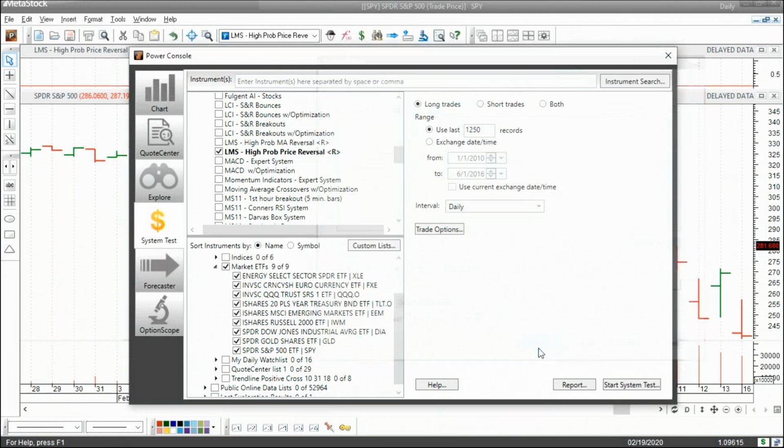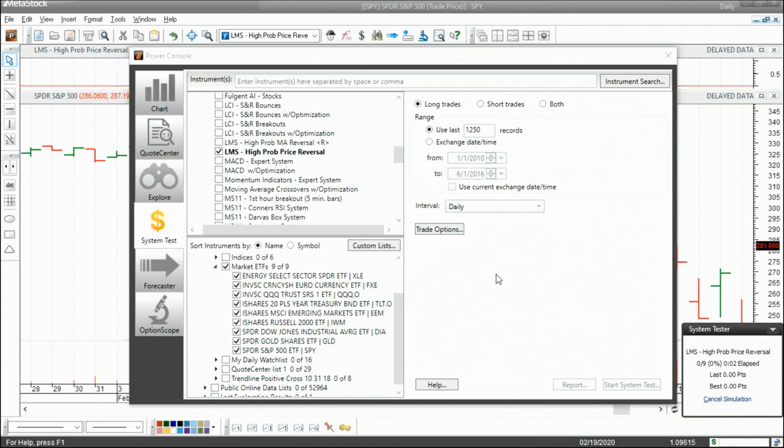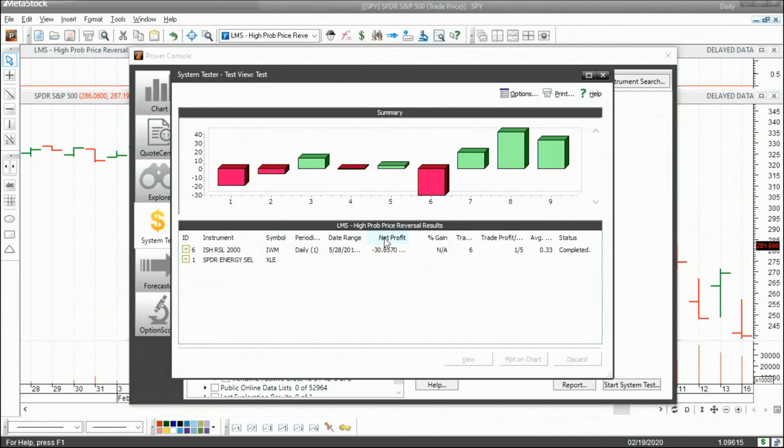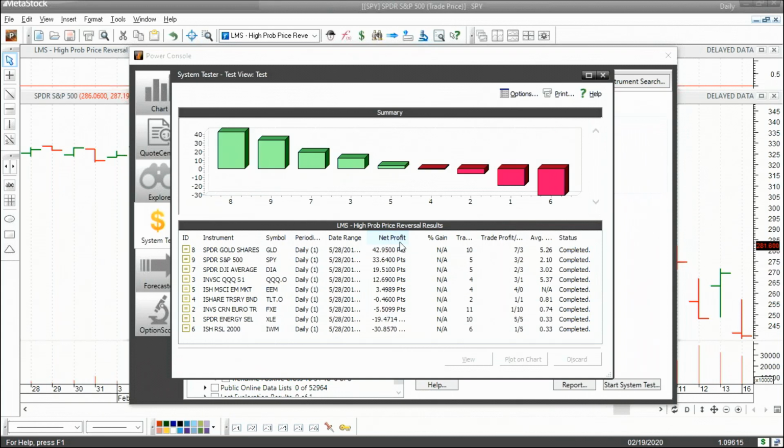We'll click on OK. And I'll choose that same group of 9 securities. We'll click on our start system test. And when it's finished, we'll click on our view results. And there we go. And you can see now that gold actually did a little bit better. We had 10 total trades. 7 of them were winners, so 70% winners.